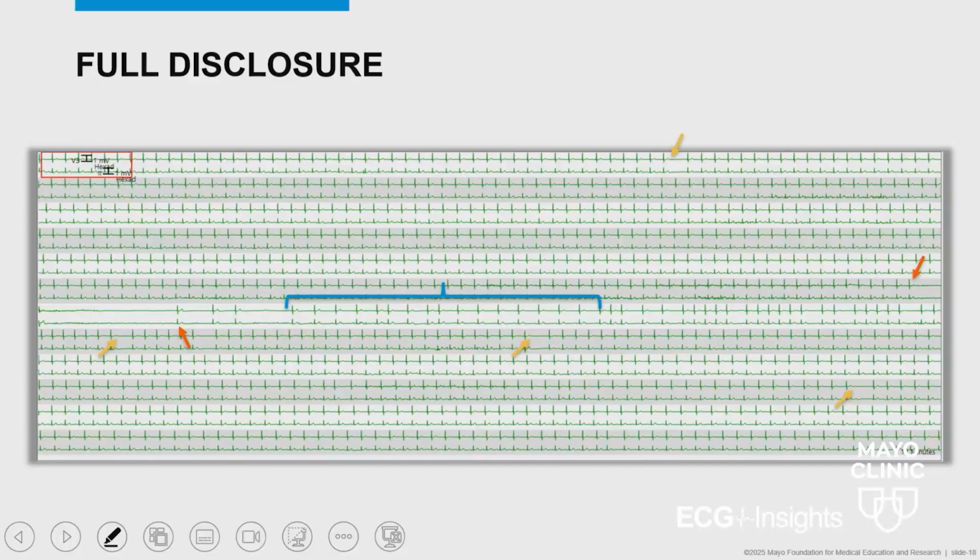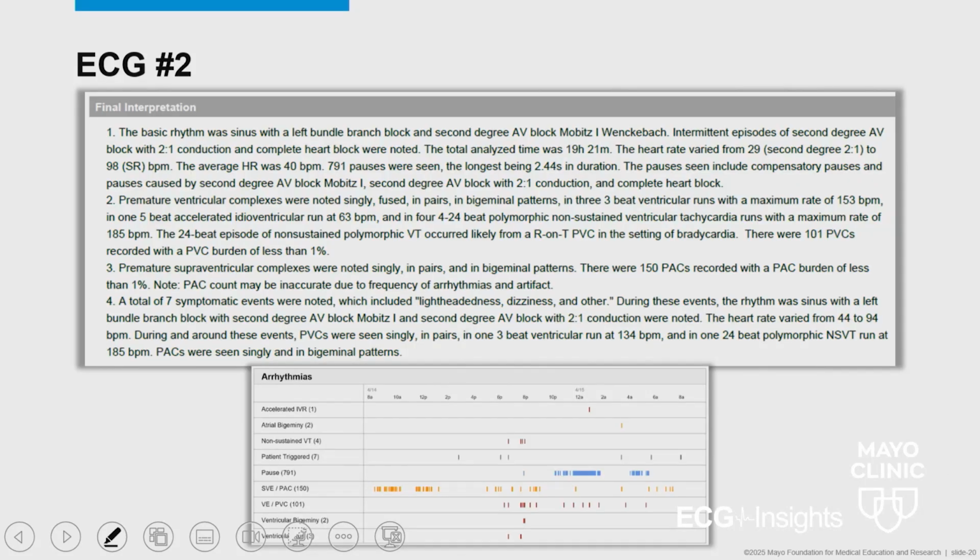All right, and then this was just kind of an episode where you also have some 2-to-1 conduction as well, and it goes right back into normal. So now kind of getting into our next gear.